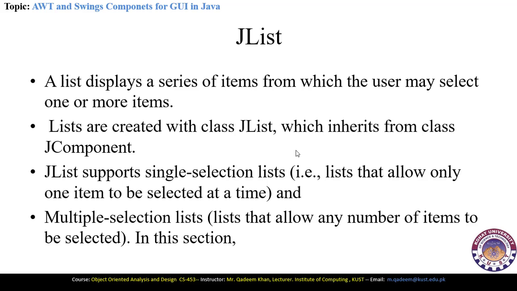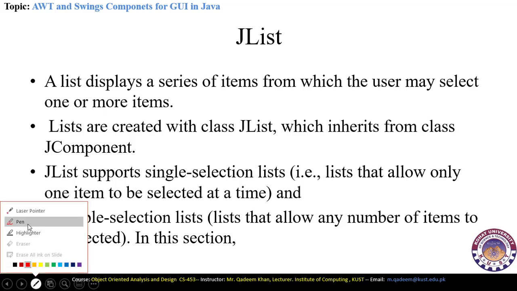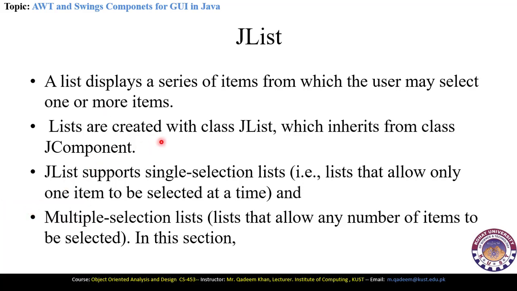The next important control for creating the graphical user interface in Java is called the JList. A list displays multiple items from which the user may select one or more items. So the JList lets you create a list of multiple items, and JList is in fact inherited from JComponent.